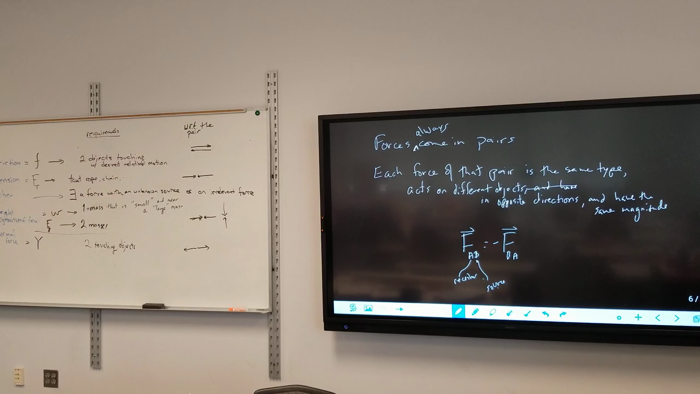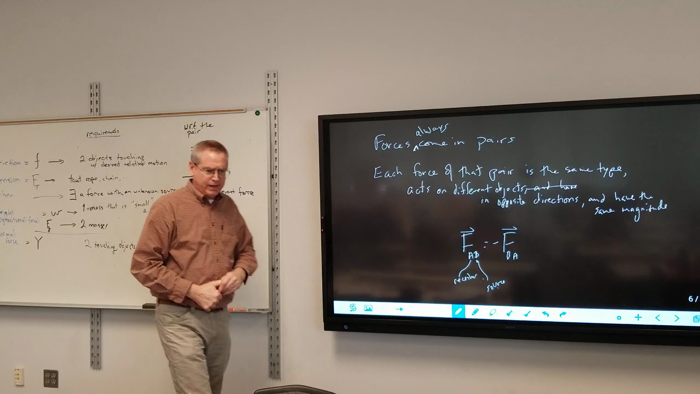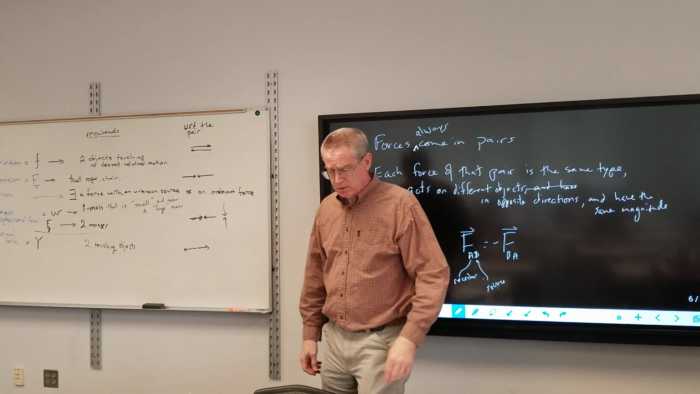So I'm not falling through the ground because the ground or the carpet is pushing up on me with a normal force of, if I'm standing still, about 220 pounds. And I'm pushing down on the carpet. So the force on me is up, the force on the ground is down. So they're pointing away from each other.